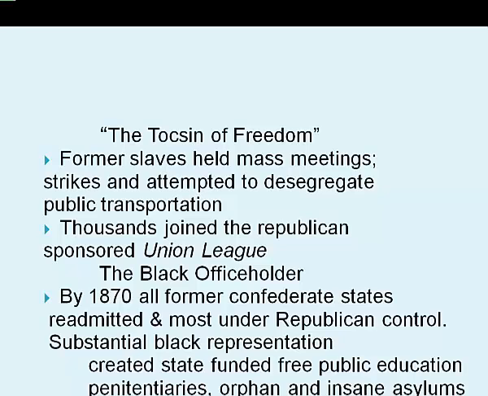By 1870, all former Confederate states had been readmitted to the Union, and most were under Republican control. The new state constitutions, drafted in 1868 and 69, in conventions with substantial black representation, were a vast improvement over the old state constitutions. They created state-funded systems of free public education and penitentiaries and orphan asylums and insane asylums where none had existed before. They guaranteed equality of civil and political rights and abolished antebellum practices such as whipping as a criminal punishment. Property qualifications for office holding and imprisonment for debt were also eliminated.